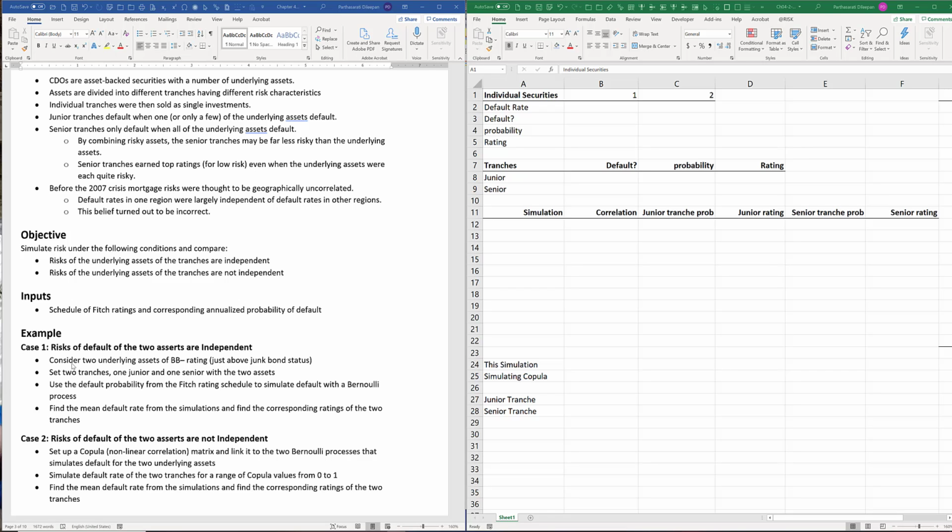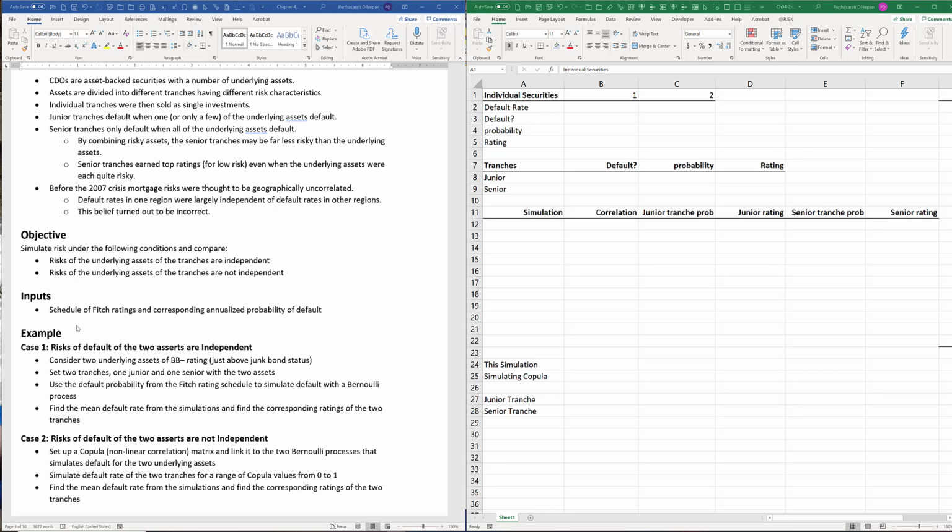We will consider two cases. In one case, the assets are independent. In the second case, we will use a coupler, and as I said, you can think of it as nonlinear correlation. We will look at this nonlinear correlation anywhere between 0 and 1, and as the correlation increases, what happens to the default rate of the two tranches, the junior and the senior tranche. We will then map that against the Fitch rating and see what kind of rating they'll get.